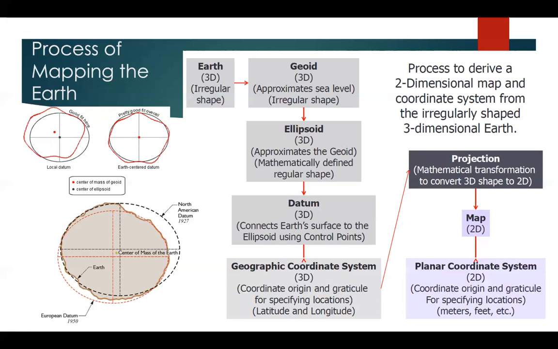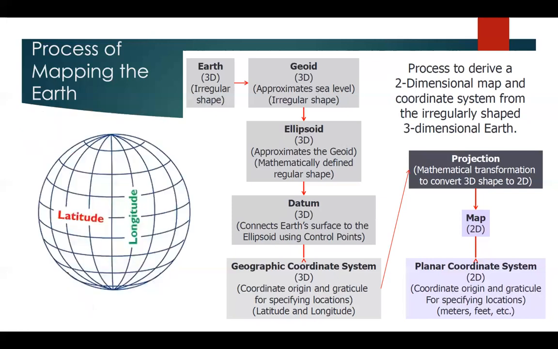Datums get us to geographic coordinate systems, which are when we get to put a 3D version of an XY grid onto the ellipsoid. This is our latitude and longitude. Here we've got latitude lines that run around the globe and longitude lines that go from the North Pole to the South Pole.